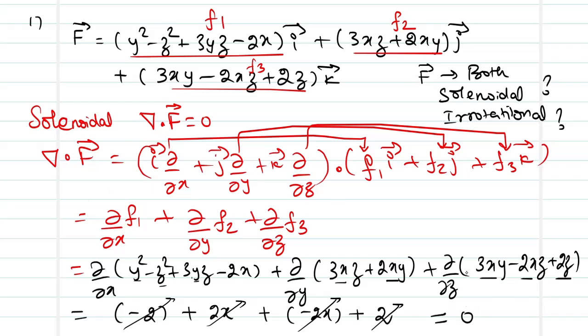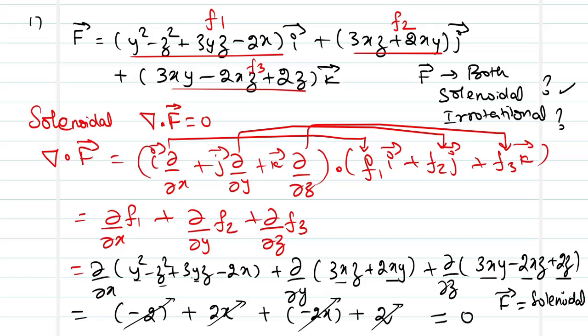So what can you say about this f vector? F vector is going to be solenoidal. So I have completed the first part. What is the second part? Irrotational. They are asking us to show whether f is irrotational.